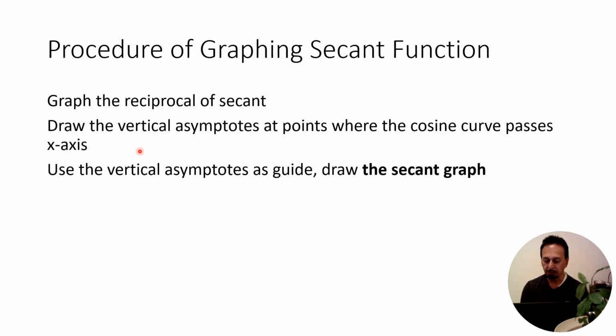How do we graph the secant? First graph the reciprocal of secant, which means graph the cosine, and then draw the vertical asymptotes at the points where the cosine curve passes the x-axis, and then use the vertical asymptotes as a guide to draw the secant graph.